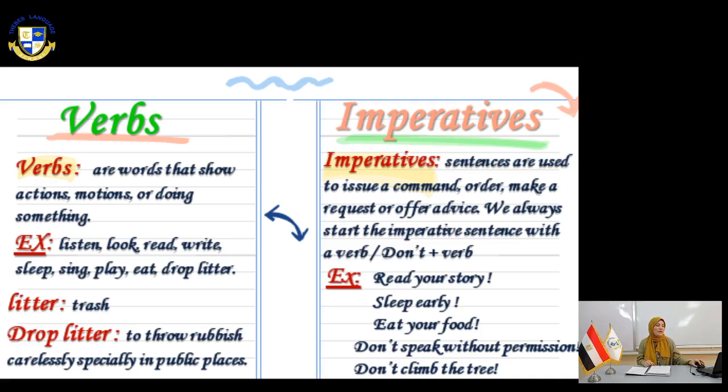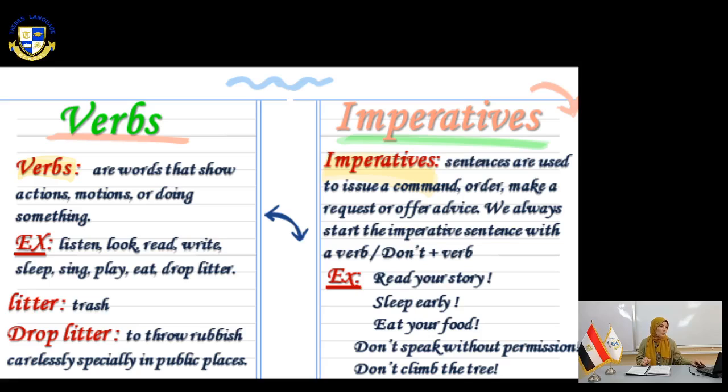For example, when I say to you, study hard to succeed. When I say study hard, I started the sentence with the verb study. Study hard in order to succeed. This is for your favor. The advice is for your favor.